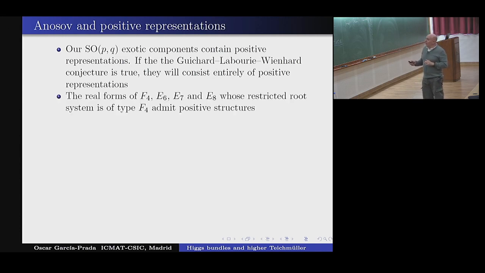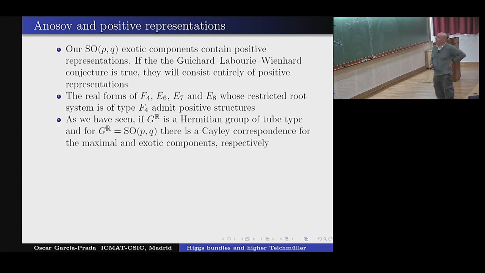Now, what is also very interesting is that there are real forms. I told you what were the classical groups that admitted positive structures, but there are also exceptional groups. These exceptional groups are real forms of F4, E6, E7, and E8, characterized by the fact that the restricted root system is of type F4. So those admit positive structures. And so you can see there is another world of higher Teichmüller components associated to these exceptional groups.